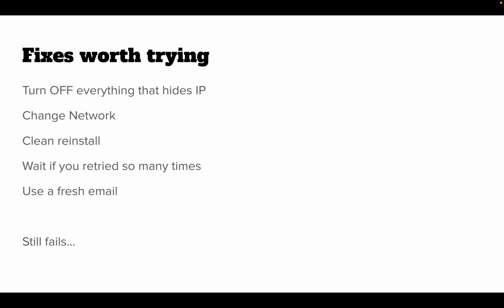So obviously the first one is turn off everything that hides your IP. So your VPN should be turned off, your iCloud Private Relay should be off if you're on an iPhone, your private DNS should be turned off if you're on an Android, and then restart your phone.